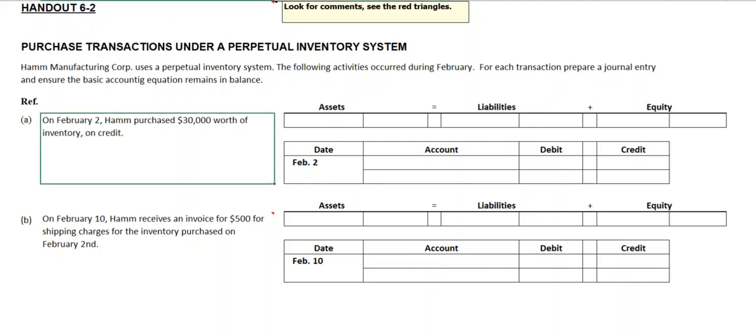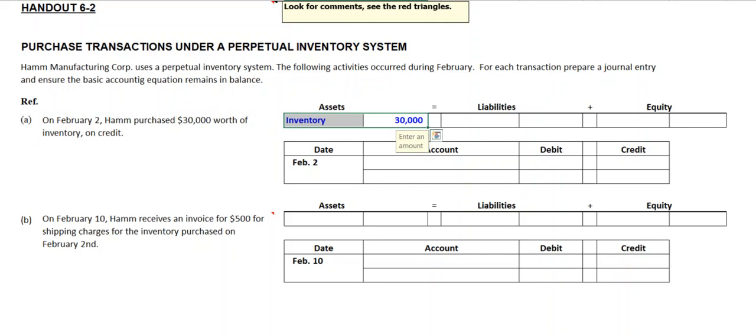On February 2nd, Ham purchased $30,000 worth of inventory on credit or on account. So we've got an asset going up, inventory, by $30,000, and on account, or credit, means we've got an increase in accounts payable as well. We're going to record the $30,000 increase in inventory with a debit to inventory, and of course we increase liabilities with credits, so we will credit accounts payable for $30,000.